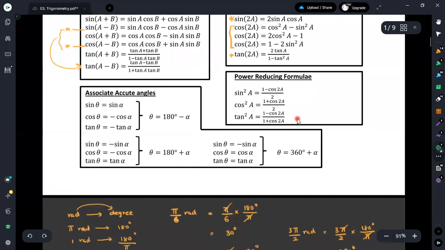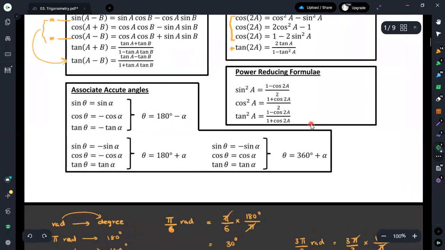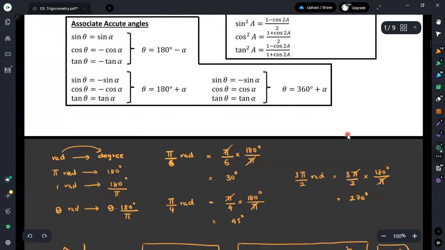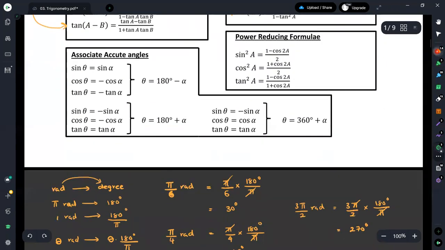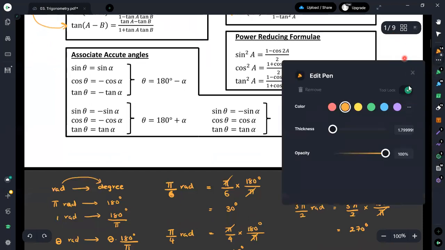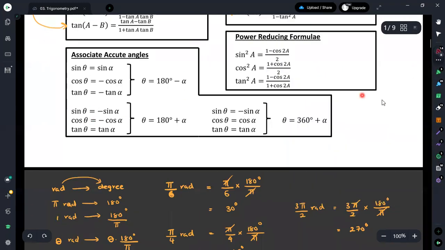Now we are moving on to the next part, the associate acute angles. When we are discussing associate acute angles, the concept is like this. Sometimes we may have the angles in this form. Suppose you are having some compound angles in this way, and you are considering the angle as theta here. That's okay.